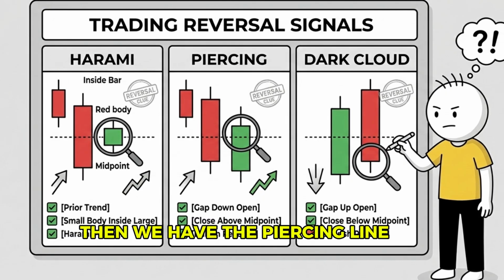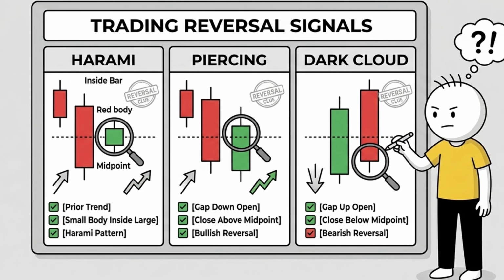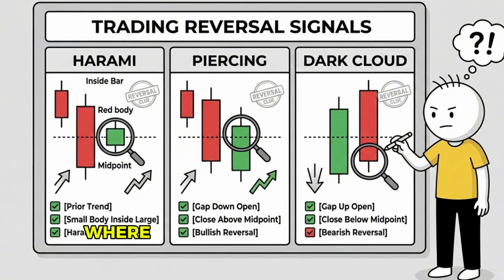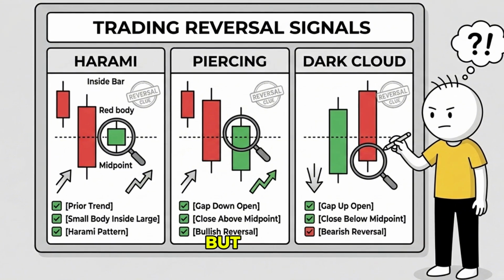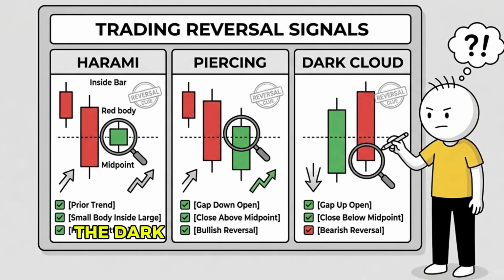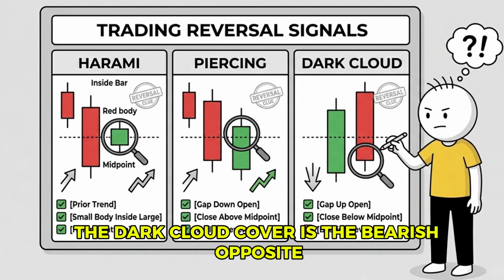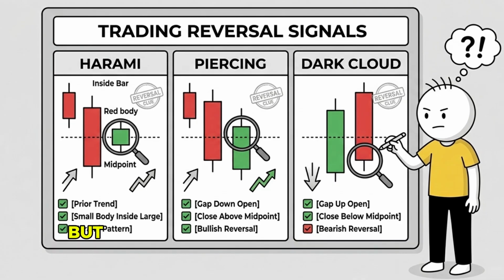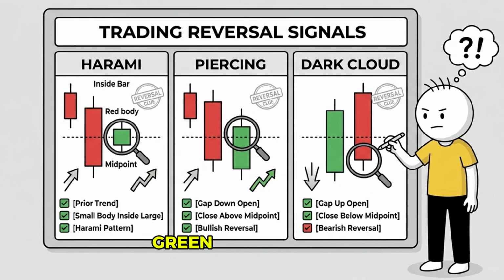Then we have the piercing line and dark cloud cover. A piercing line is a bullish reversal where a long green candle opens lower but closes above the midpoint of the previous red candle's body. The dark cloud cover is the bearish opposite, where a red candle opens higher but closes below the midpoint of the previous green candle.